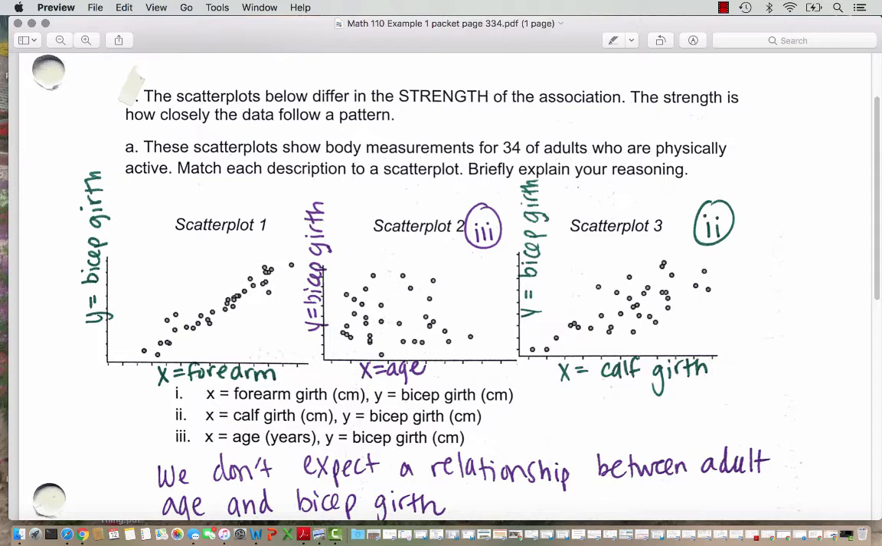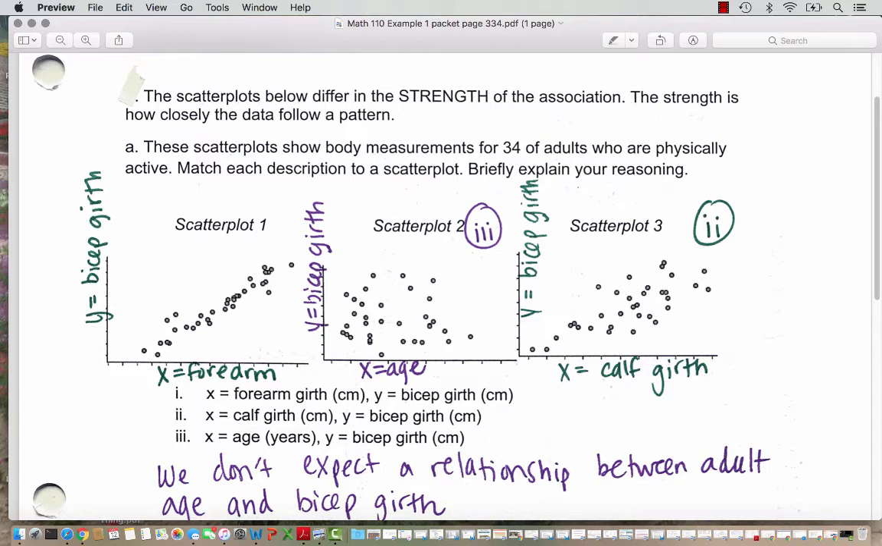We have three scenarios we're going to match. The first scenario is where x is a forearm girth and y is a bicep girth. Remember, these measurements are from 34 adults, so these are the forearm and the bicep girth, which is a measurement around the outside of these parts of the arm. And these are from the same arm. The second scenario is where x is the calf girth, so again, measuring around the outside of that part of the calf in centimeters. And y is a bicep girth, so the distance around the top of the arm for the same person. And then in scenario 3, x is the age in years and y is the bicep girth in centimeters.